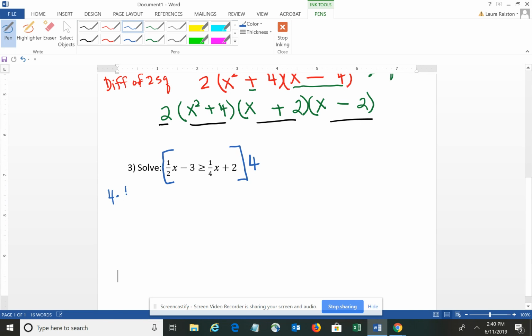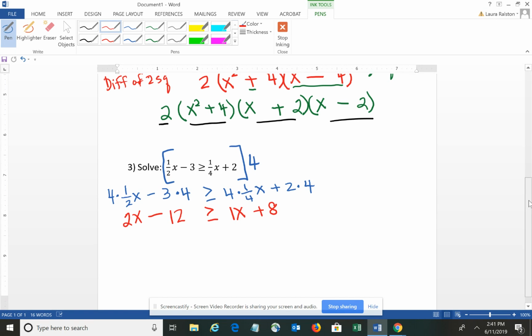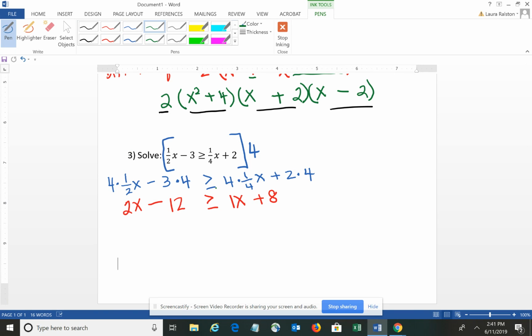So you're going to have 4 times 1/2 x minus 3 times 4 greater than or equal to 4 times 1/4 x plus 2 times 4. So when we simplify that, 4 times 1/2, or half of 4, is 2x, minus 3 times 4 is 12, greater than or equal to 4 times 1/4 is 1 whole, or 1x, plus 2 times 4 is 8. And then I want to get my x values together, so I'm going to subtract 1x from either side. So I have x minus 12 greater than or equal to 8.